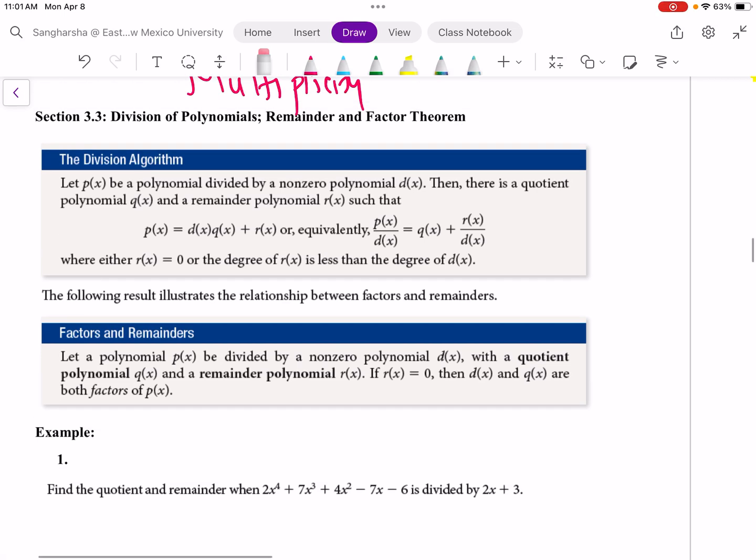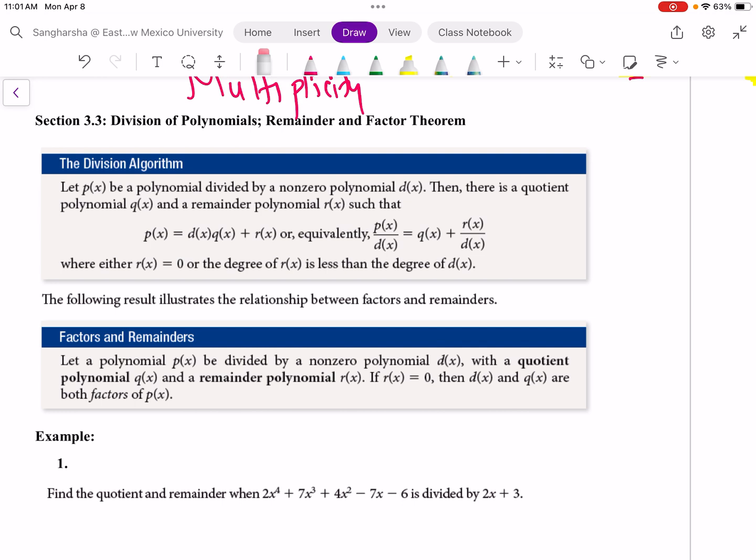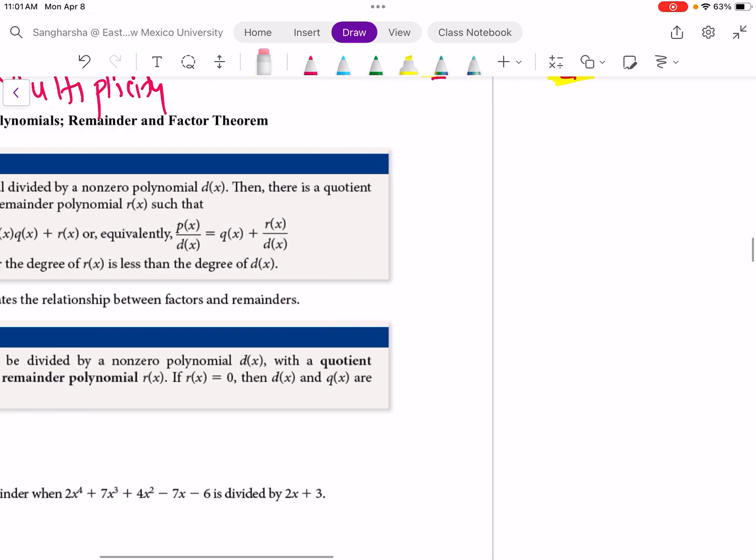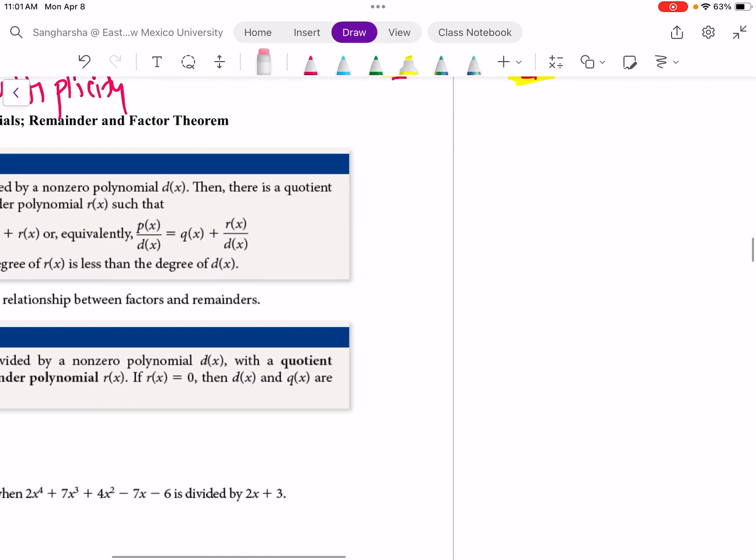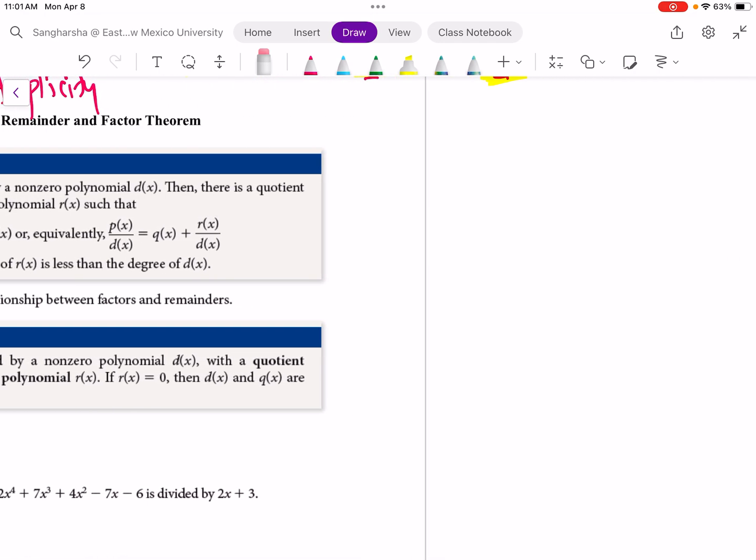In section 3.3, we'll talk about division of polynomials. We will use this division to find the factors of the polynomial function. Before we go to the definition, let me take a simple example.